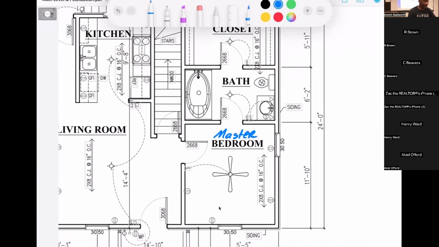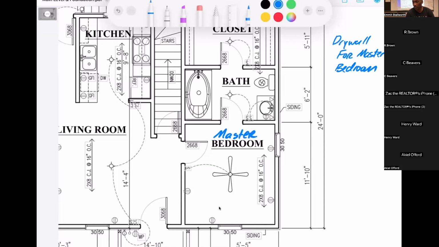All right, so what I want is the amount of drywall. So we're trying to get the drywall for the master bedroom.